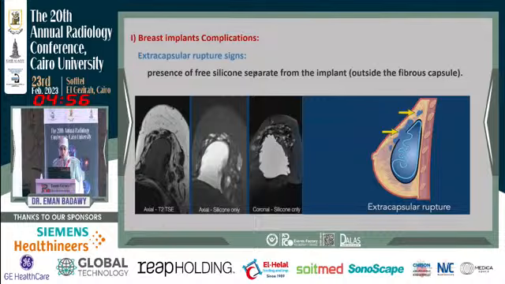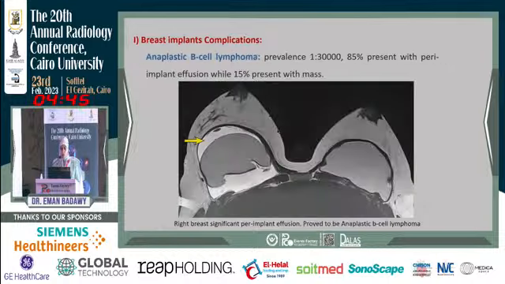Extracapsular rupture is among the complications of silicone implant rupture. It is seen when the silicone separates from the implant and comes outside the fibrous capsule made by the body.